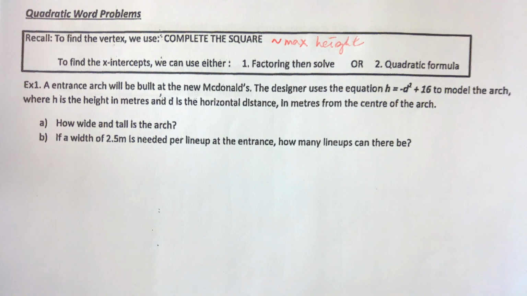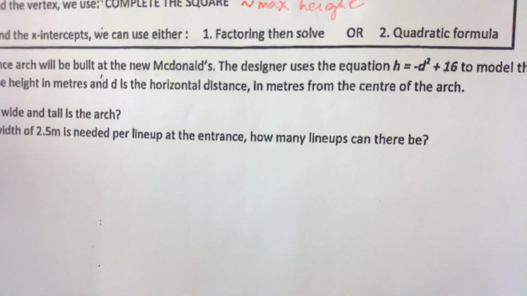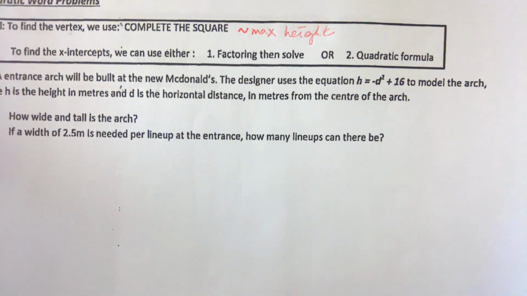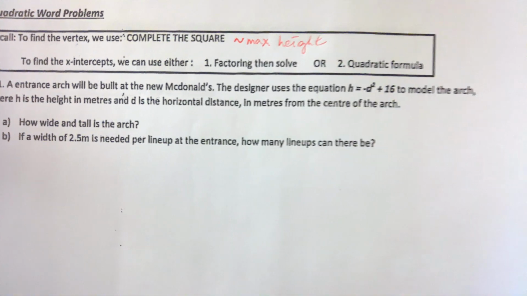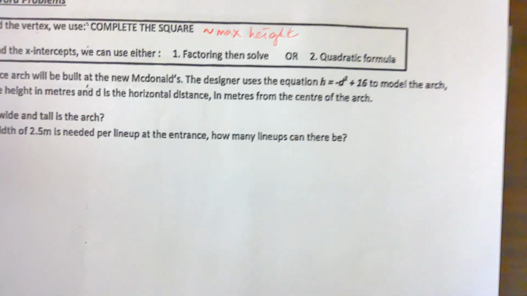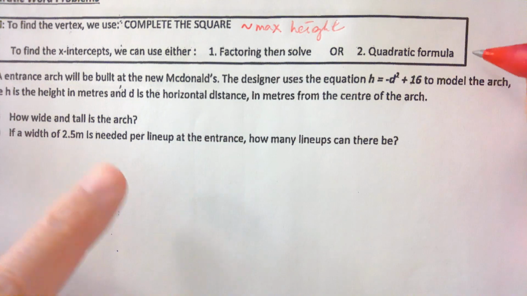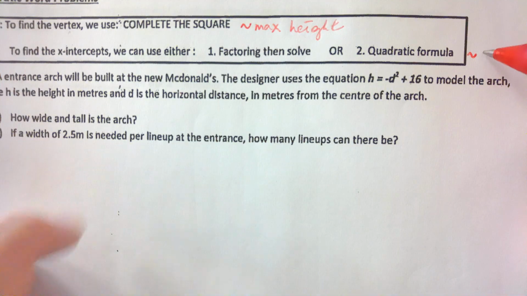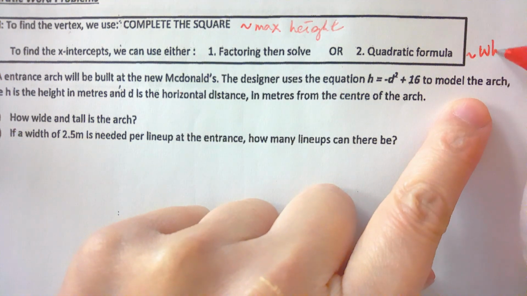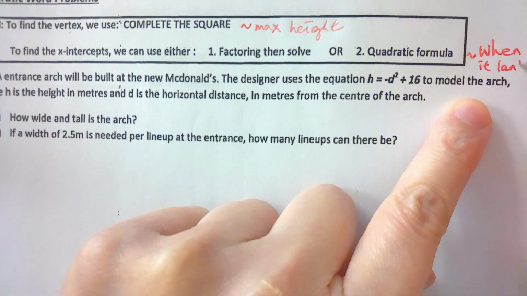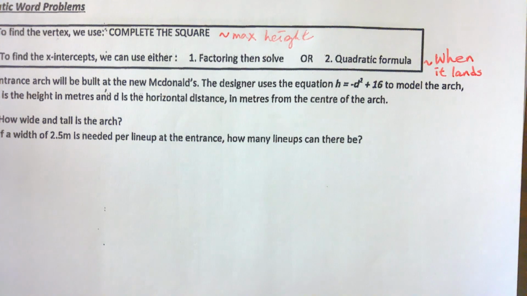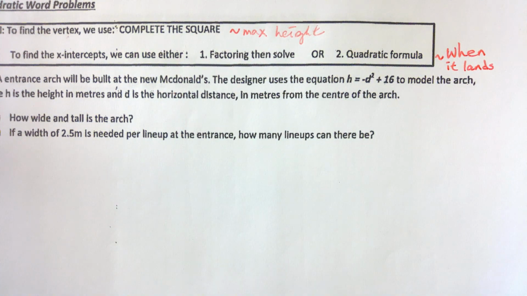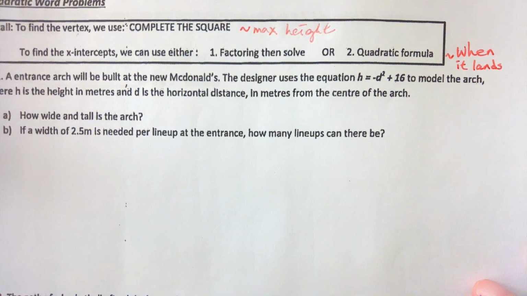Okay, and when do we find the x-intercepts? Yep, to use the quadratic formula, or we can solve by factoring. And in word problems, it's usually like when it lands. So when is it on the ground? When does it land? Like just like when the grasshopper, where does it hit the ground? So forth.